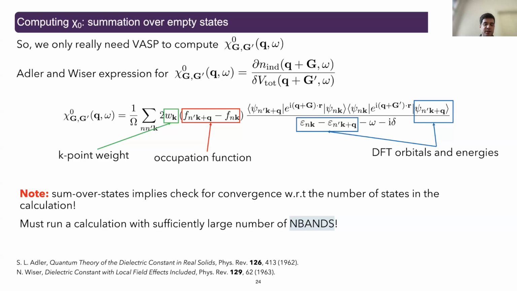So in a periodic solid, it was shown by Adler and Wiser that you have an expression for chi naught that only involves a sum over several states, both occupied and unoccupied, and which only needs the occupation functions, the DFT energies and orbitals, and the relative weight of your k point. So when running VASP, you should remember that you must set a large value for the variable NBANDS that ensures convergence over this sum.